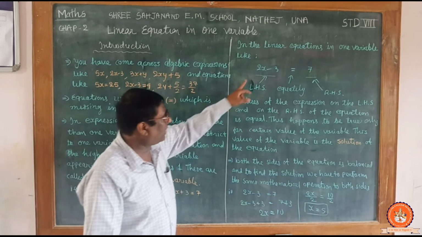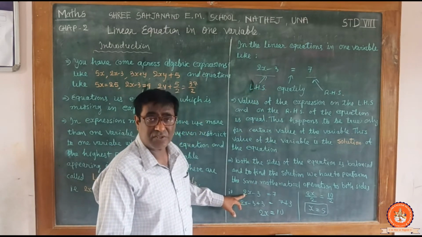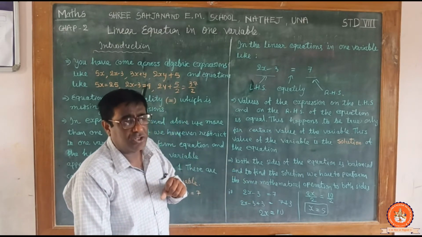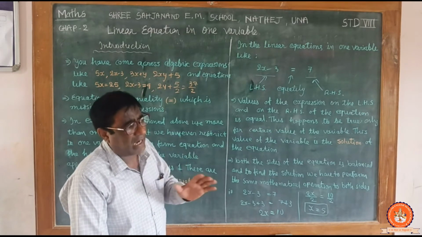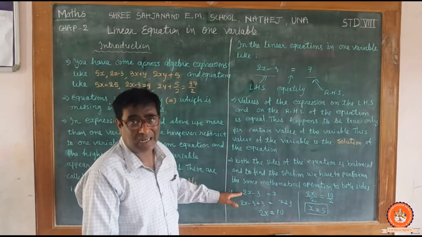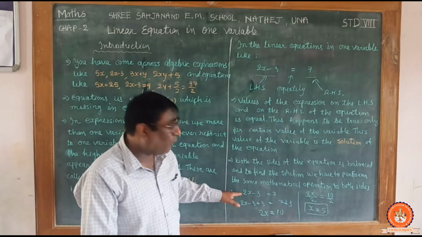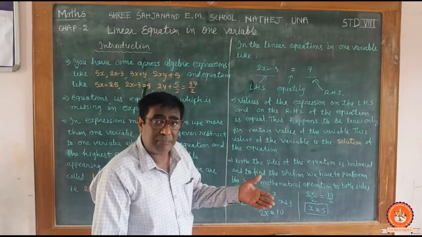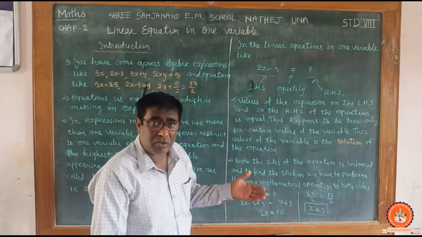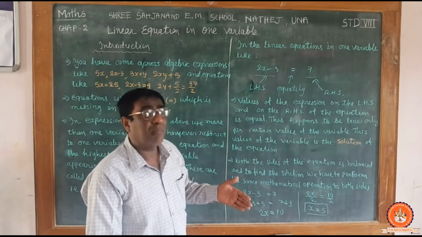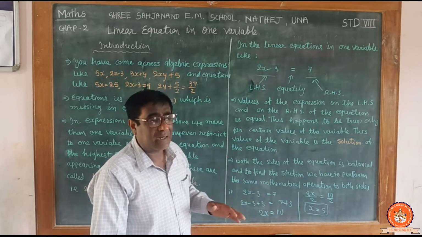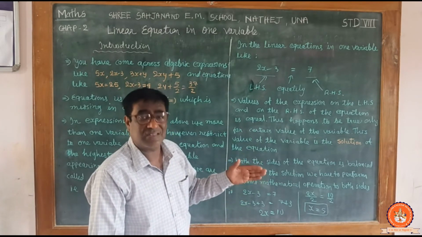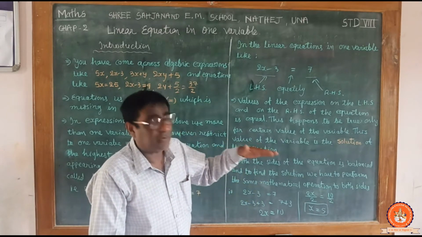Look at it. 2x minus 3 is equal to 7. This is the equation, linear equation in one variable. Now we want to find the solution of it. Initially this equation is balanced, and if we perform the same mathematical operation on both sides, means what? If we add or subtract the same number on both sides, if we multiply both sides with the same number, and if we divide the expression on both sides by the same number, then and only then it will remain balanced.